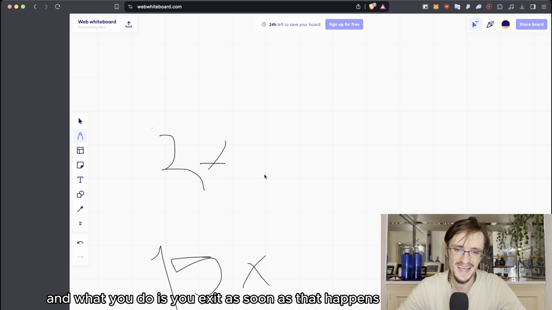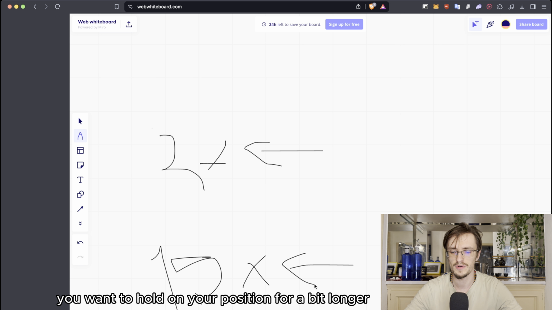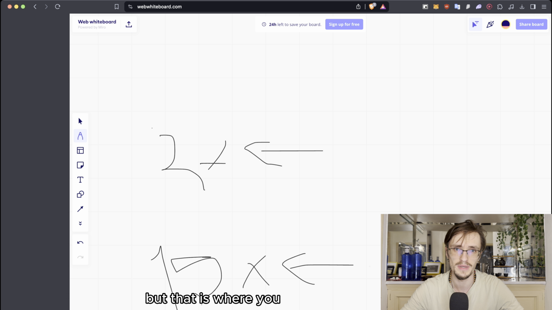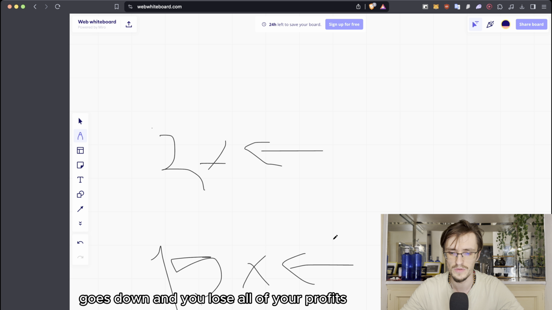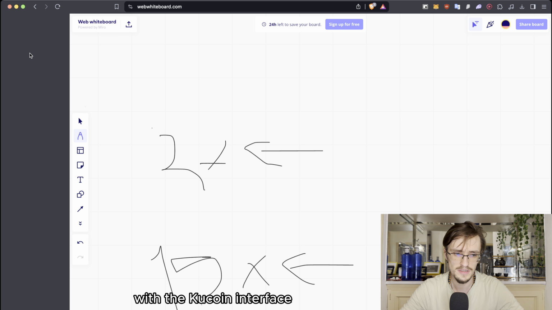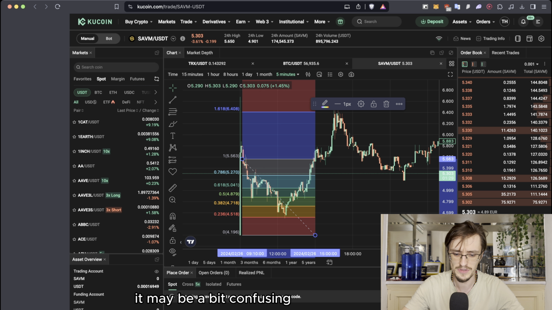And you exit as soon as that happens, because sometimes you may want to hold on to your position for a bit longer, but that is where you begin making mistakes, because price soon goes down and you lose all of your profits. You have to be very fast and be familiar with the Kucoin interface, all the place orders, because it may be a bit confusing.